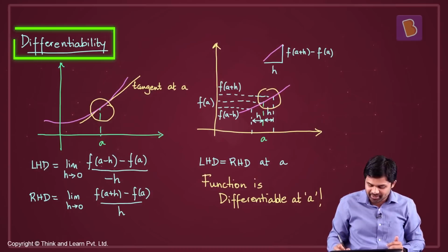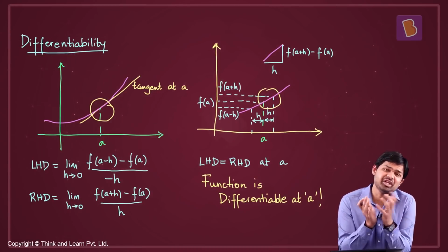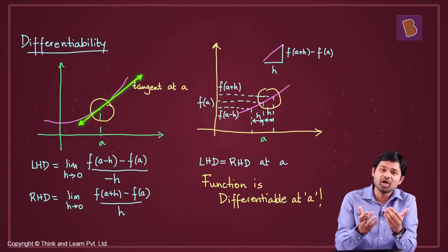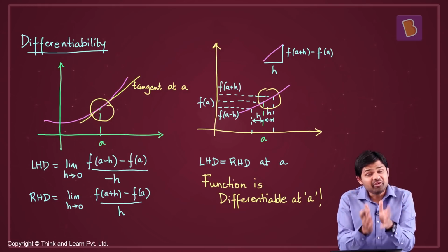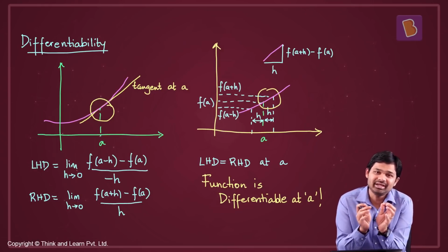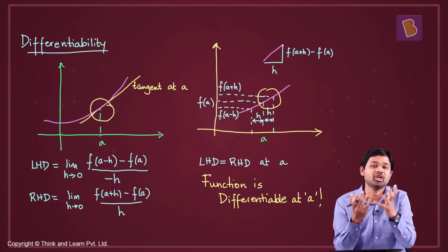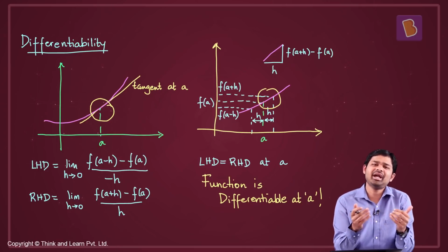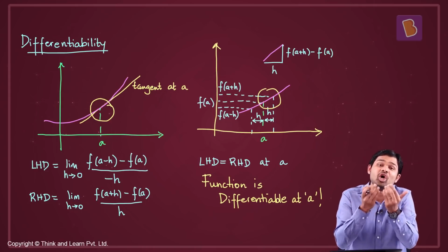Then we move on to the last concept of this chapter, which builds on to the rest of calculus, which is differentiability. Now, what is differentiability? Differentiability actually is nothing but the slope of a tangent drawn to a curve at a point. Now, if a function is differentiable, then that means that at any given point, you have a unique tangent to the curve. If the function is not differentiable at that point, it means that you can draw multiple tangents to the curve at that point.